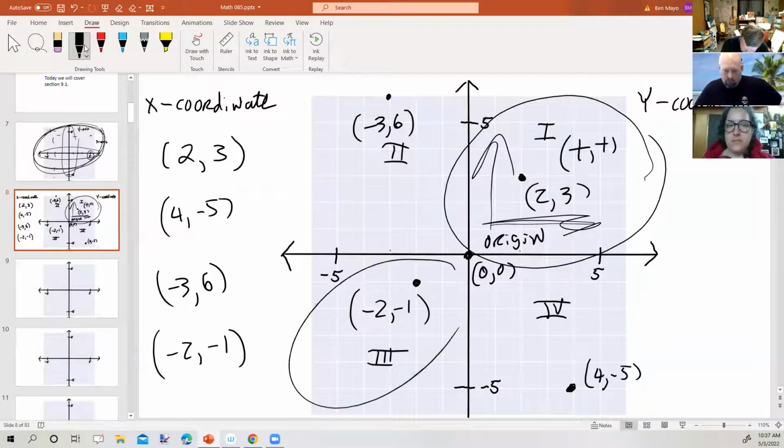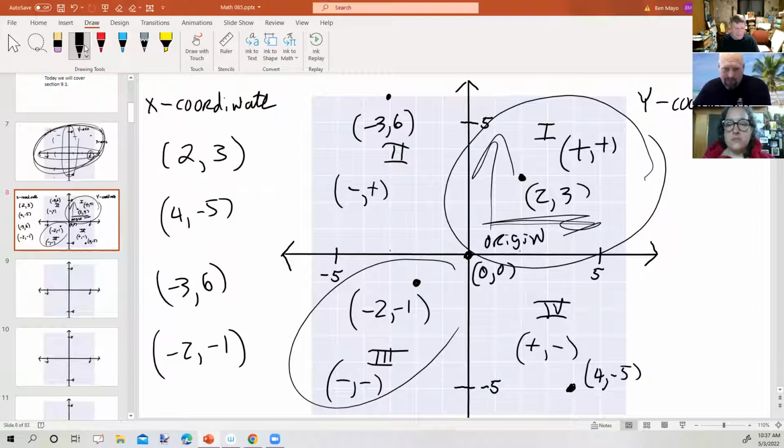Quadrant 3, all the X values and the Y values are negative. So a point in quadrant 3 would have a negative X value and a negative Y value. In quadrant 2, X is negative and Y is positive. In quadrant 4, X is positive and Y is negative.